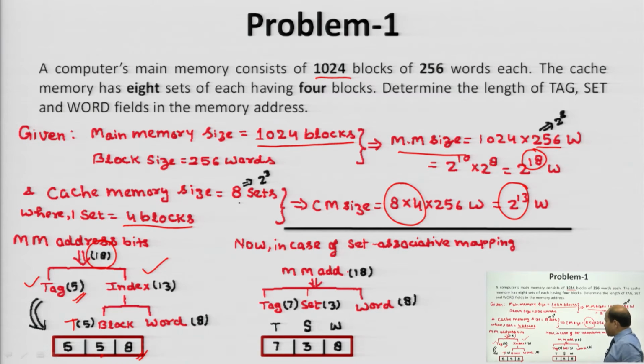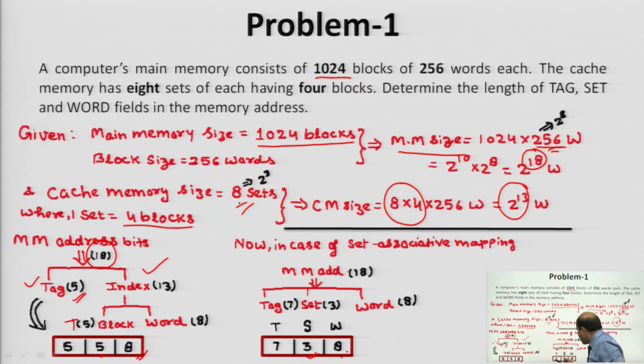Now, in case of set associative mapping, we have to calculate the number of sets. As given in the problem, there are 8 sets. How many bits are required to map these sets? 3 bits. That is why for the set field it is given as 3. And for one block, how many words are there? There are 2 to the power 8 words, 256 words, so it comes as 8. In each block there are 2 to the power 8 words and there are 8 sets, so 3 bits are required.